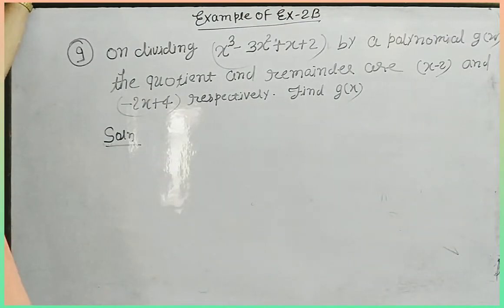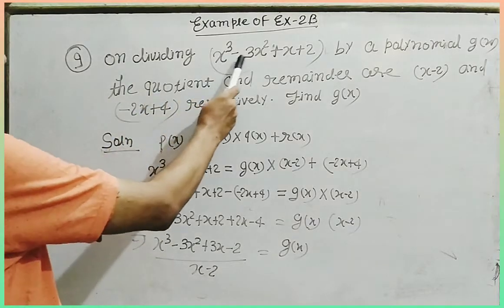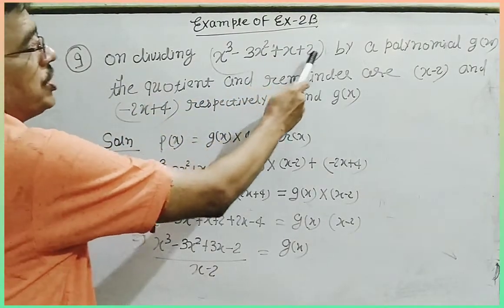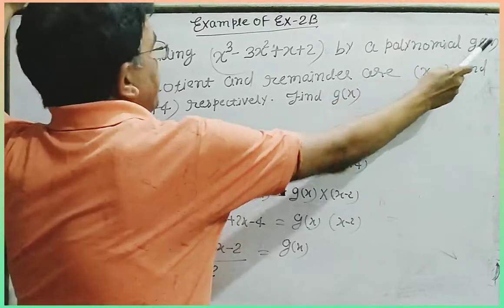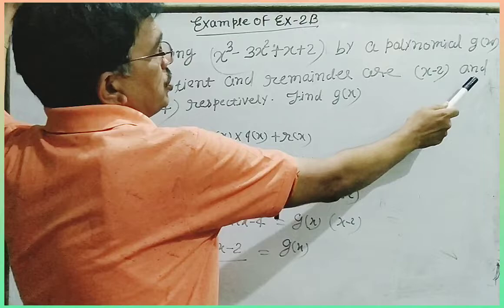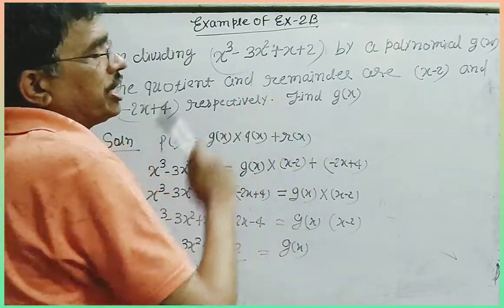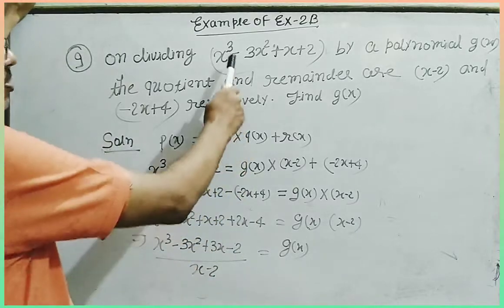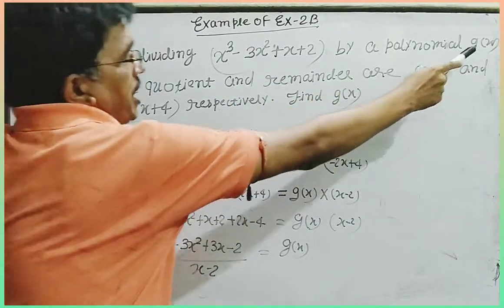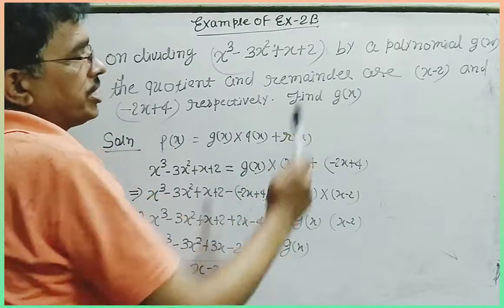Now see, on dividing x cube minus 3x square. Now question number 9: on dividing x cube minus 3x square plus x plus 2 by a polynomial g(x), the quotient and the remainder are x minus 2 and minus 2x plus 4 respectively, then find g(x). Your question is that a polynomial is divided by g(x), and we get this quotient and this remainder, then what is the divisor?